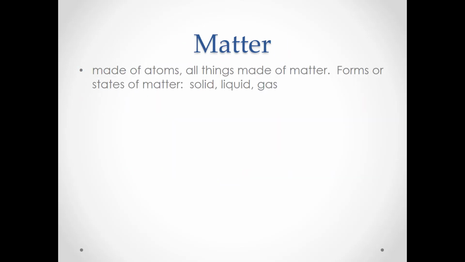So if we take a look at matter, of course, matter is made out of atoms, and it comes in three states: solid, liquid, gas. There's also plasma, but we can see all three main states of matter in our body. We have solid in our bones and our muscles, we have liquid in our blood, and we have gas in the air that's in the alveoli of our lungs.